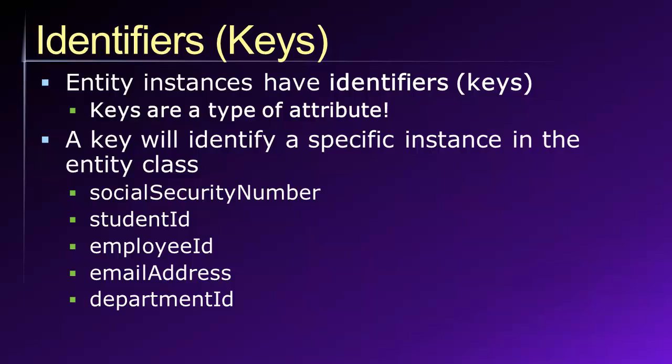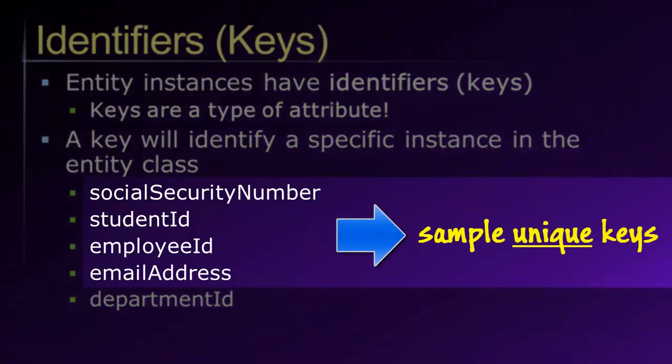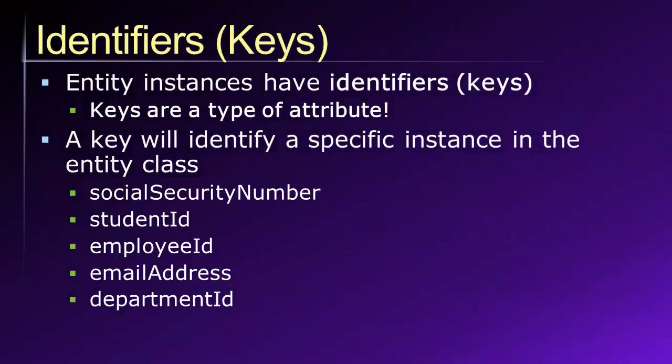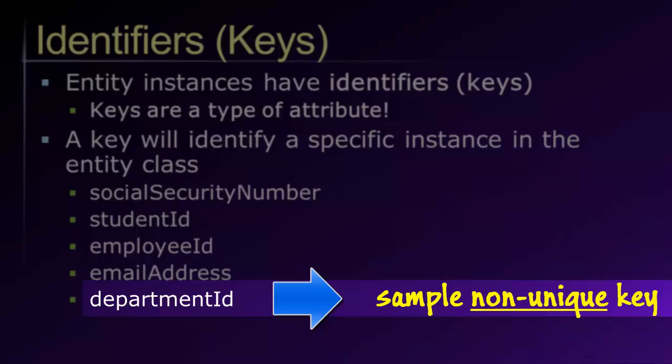Broadly speaking, we can consider 2 different types of attributes. There are, first, identifiers, which we will generally refer to as keys, and then we have non-key attributes. In the first case, identifiers are attributes whose values are used to identify an instance of the entity class. Common examples of identifiers or keys might be a social security number, a student ID, an employee ID, an email address, or even a department ID.